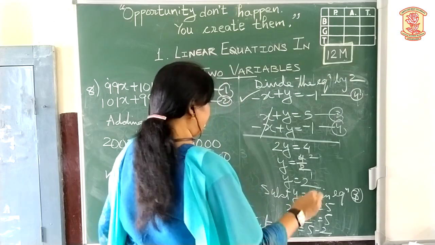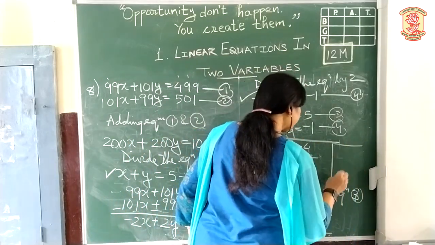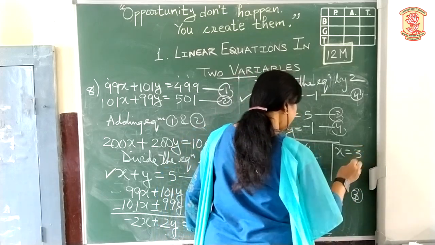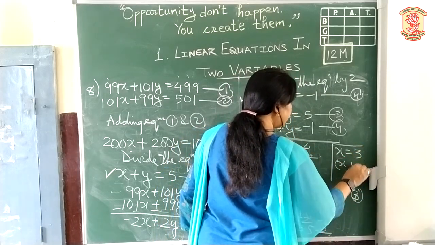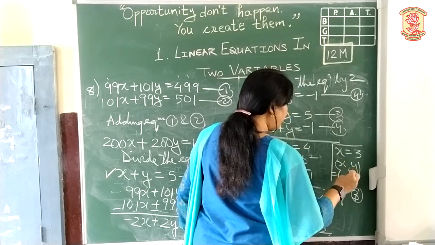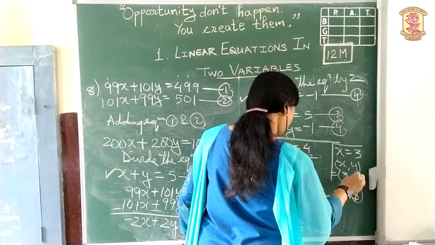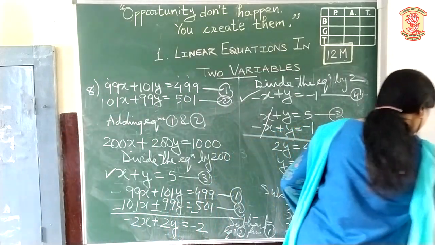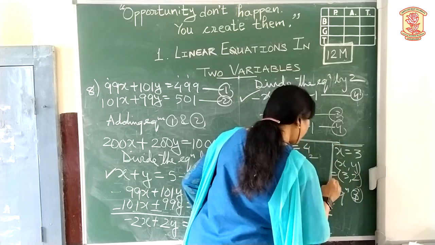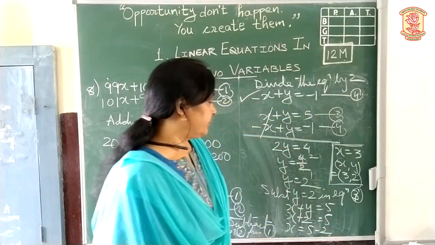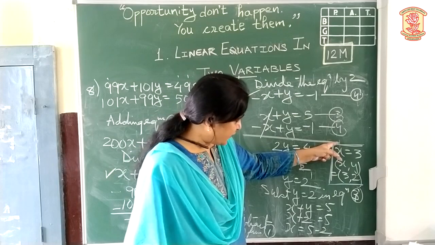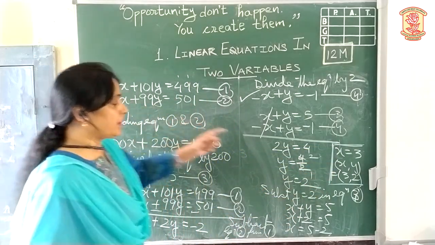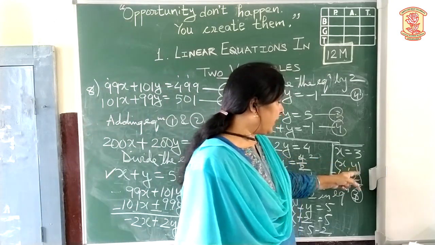So the value of x is 3. So what is the solution of this? x and y, that is 3 comma 2. The solution of the equation is 3 comma 2. This is what we get. As there is no place, I have just adjusted it over here. So the solution for the given equation is x is 3 and y is 2.